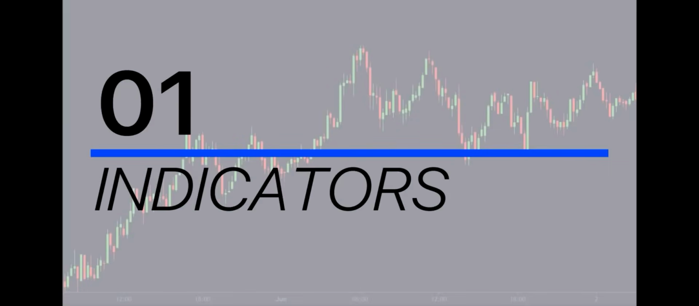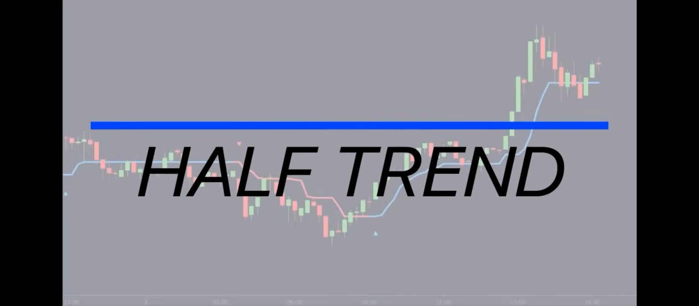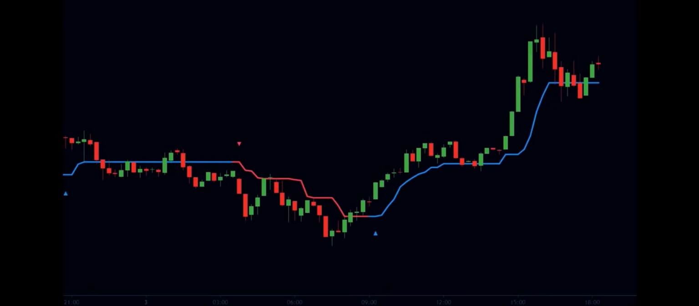First, let us discuss the indicators that we will use in our strategy. The first indicator that we will be using is called the HalfTrend indicator. The indicator is available on TradingView as well as other platforms. If you want to use the indicator on TradingView, then follow these steps.